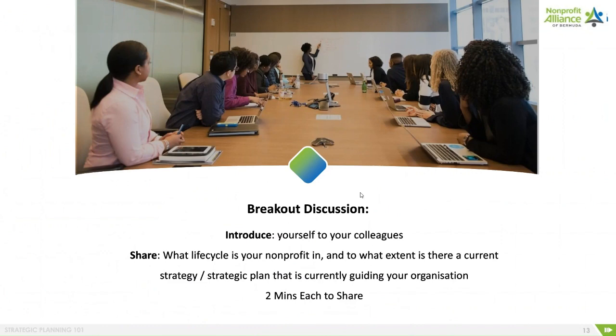Let's do a recap by way of a breakout discussion on what we've learned so far. If you're in a group, introduce yourselves again in your roles. Understand what colleagues you have at the table. And then share what life cycle you think your nonprofit is in, and to what extent a current strategy or plan exists, and whether or not that plan is currently guiding your organization.